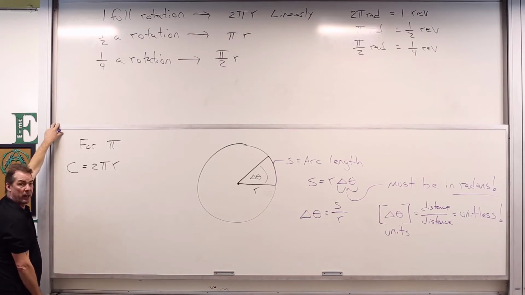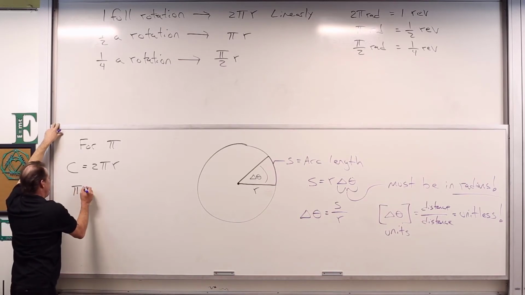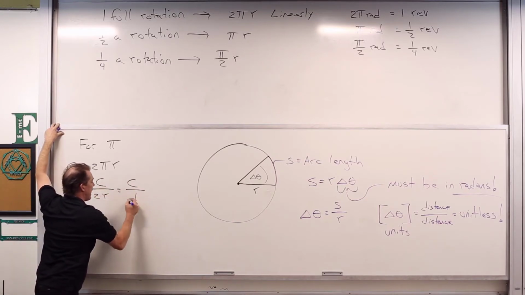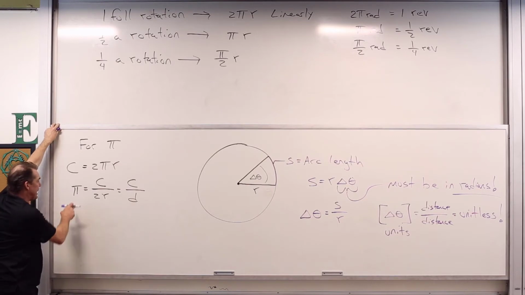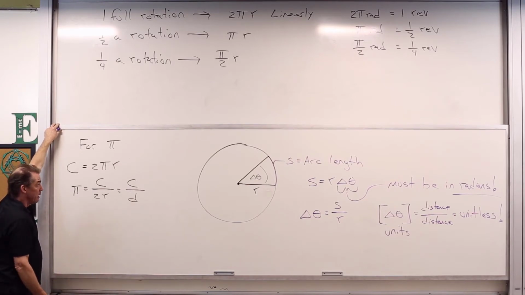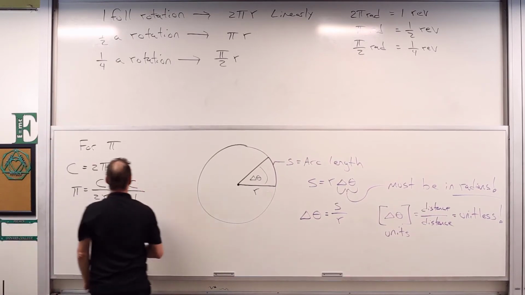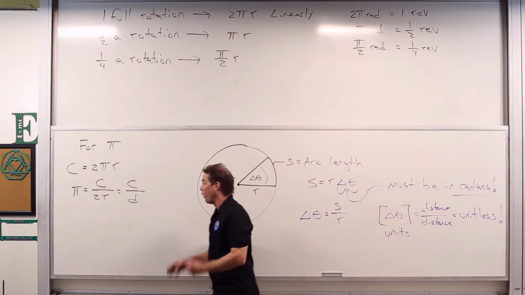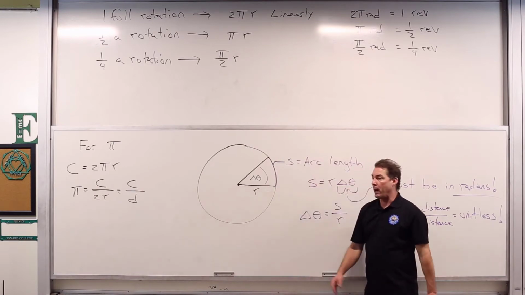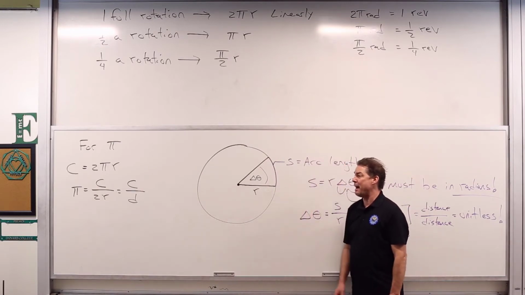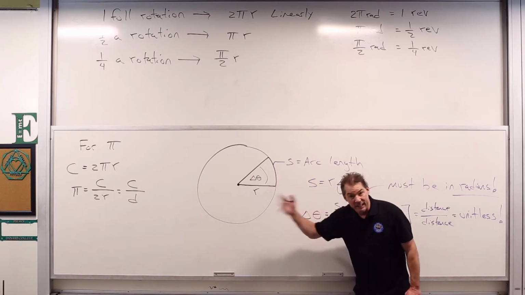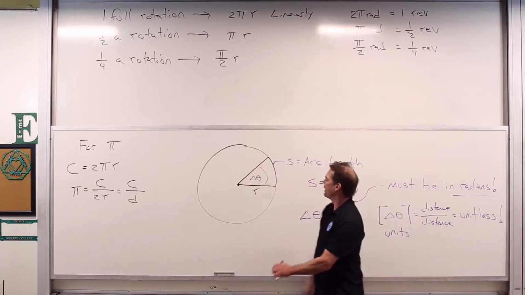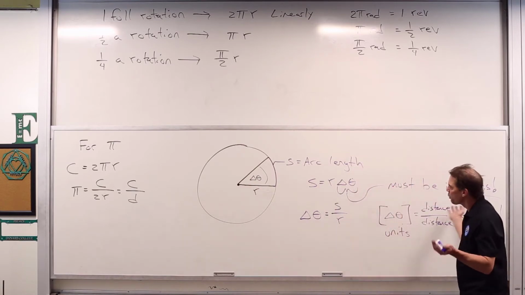Well, what happens if we solve this for pi? Pi is equal to circumference divided by 2 times the radius, which is circumference divided by diameter. That's what pi is. Pi is just a ratio of the circumference of a circle to the diameter of that circle. And it is a constant value no matter what circle you're talking about. The ratio of a circle's circumference to its diameter is the definition of pi. That's where pi comes from. So that's a little side note, but of some interest, I think.